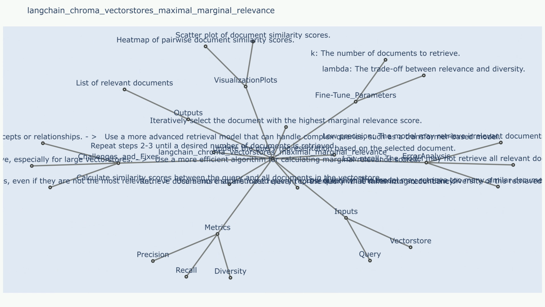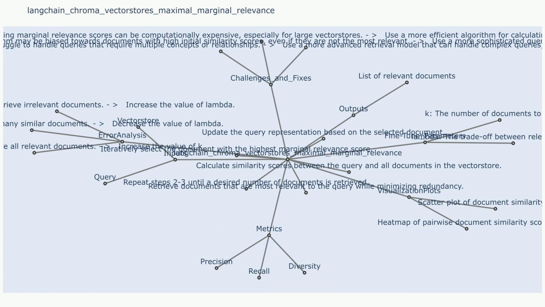Challenges and fixes. Challenge 1: retrieving too many similar documents. Sample use case that resulted in challenge 1: when retrieving documents about a specific topic, the MMR might retrieve many documents that are very similar, leading to a lack of diverse perspectives.